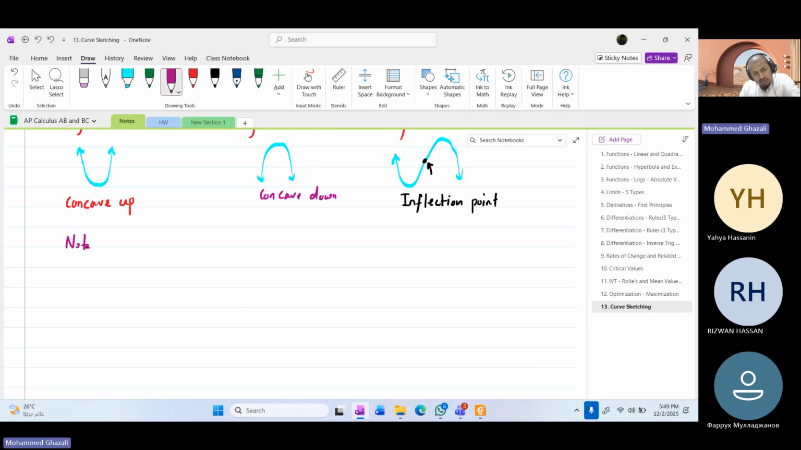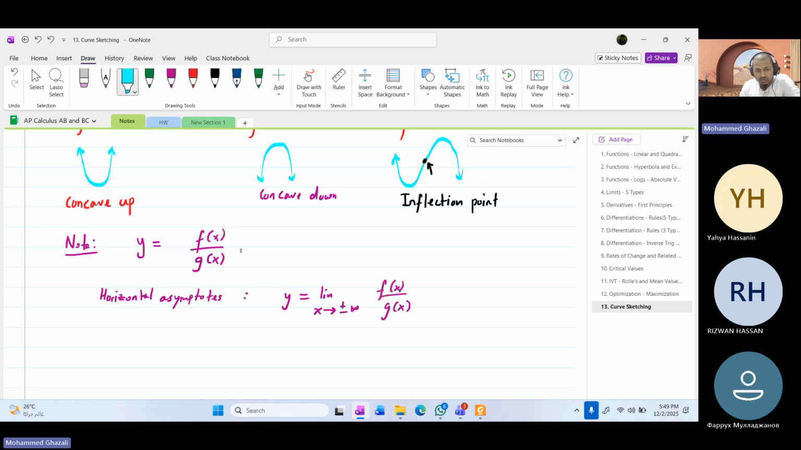Note, when you go into a rational function like y equals f of x over g of x, then we talk about asymptotes, right? So for the horizontal asymptotes, we say y is equal to the limit as x approaches plus or minus infinity of f of x over g of x. So you need to solve this limit for a horizontal asymptote, right?